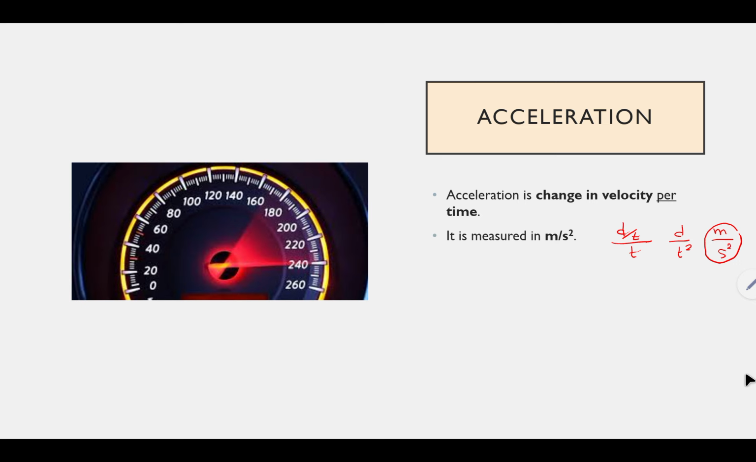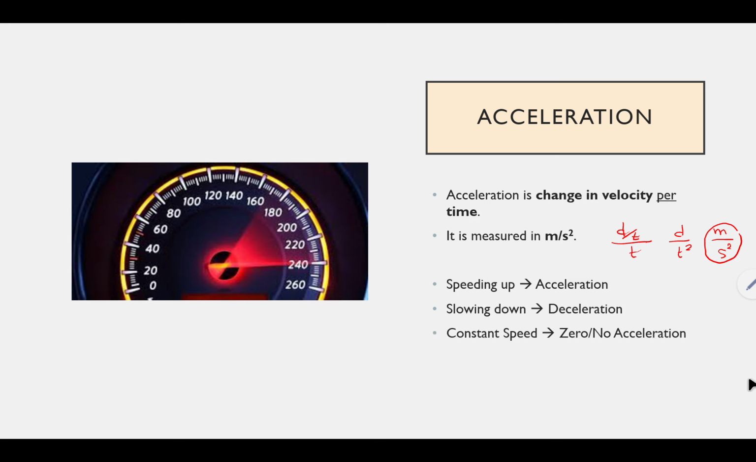Okay? So if I'm speeding up, I'm accelerating. If I'm slowing down, I'm decelerating. If I'm at a constant speed, that means I'm not speeding up or slowing down, then I have no acceleration. My acceleration is 0.